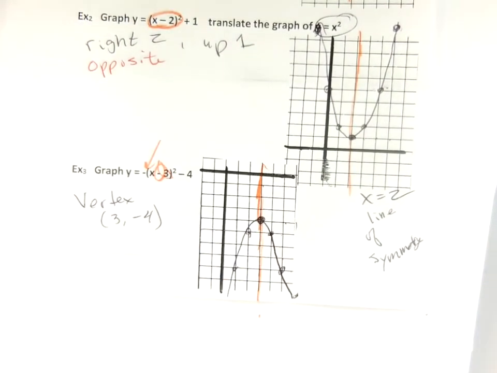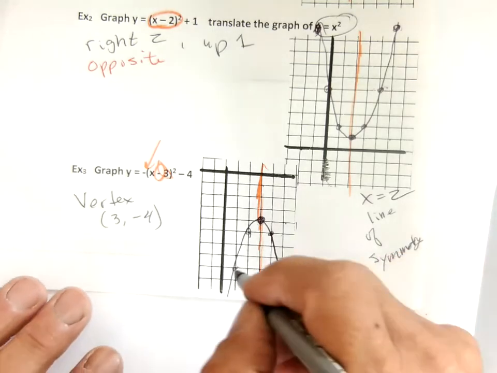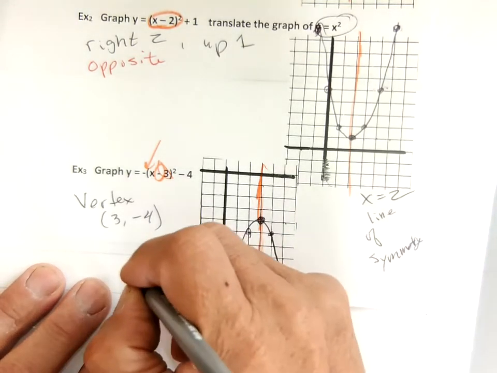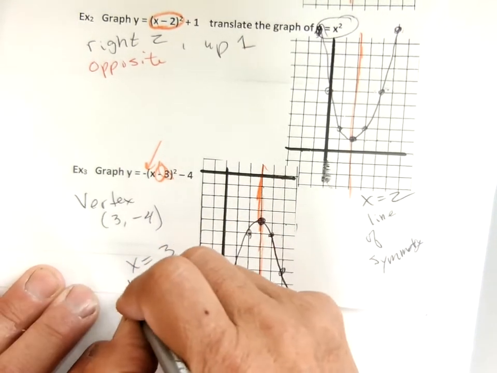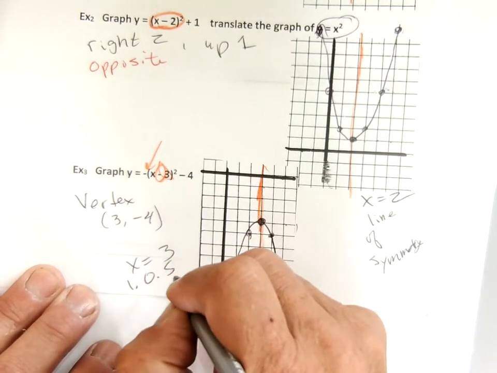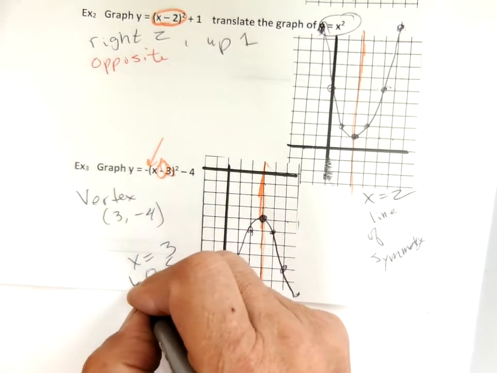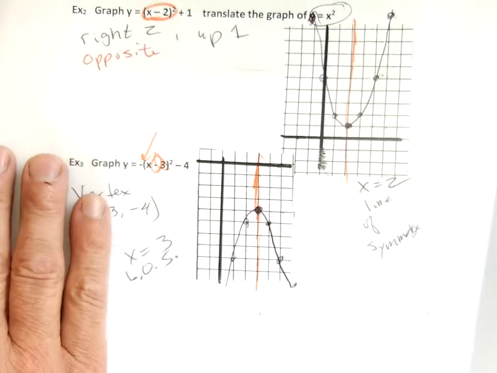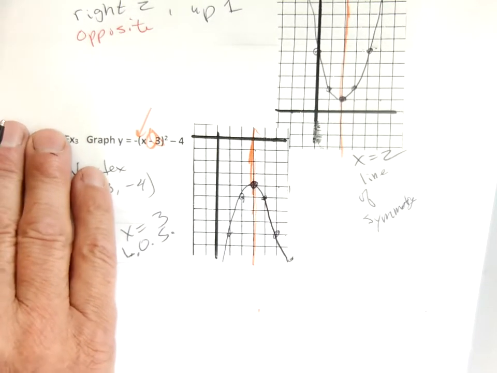All right, let me see thumbs up. Awesome. It's not hard, is it? Okay. Line of symmetry is at x equals 3. It's my line of symmetry. How's that? LOS. Turn the page.